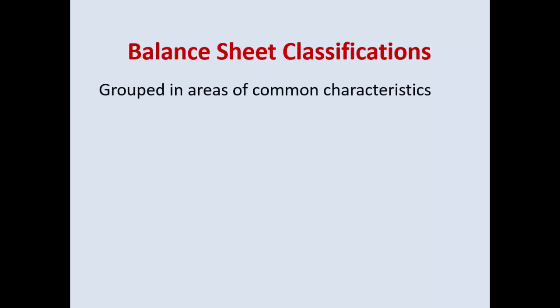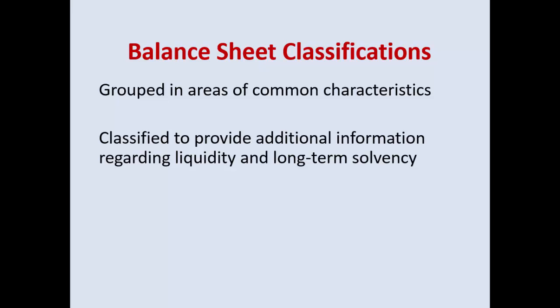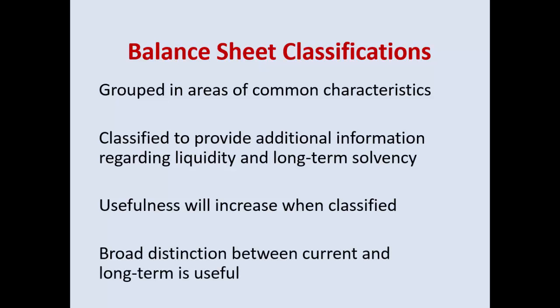FASB requires a classification on the balance sheet. So what are these classifications? While items must be grouped in areas of common characteristics, the classification is important because it provides additional information for the users of your financial statements. The balance sheet classifications help in looking at liquidity and long-term solvency. And it's required because the usefulness of this statement is increased when you classify items.